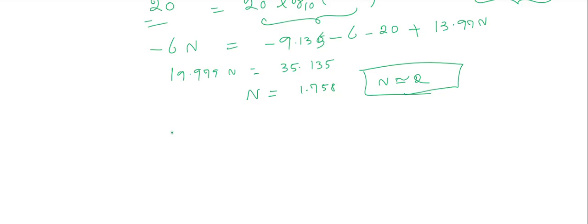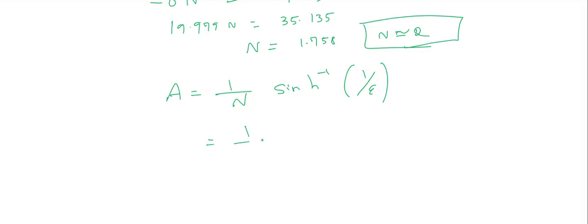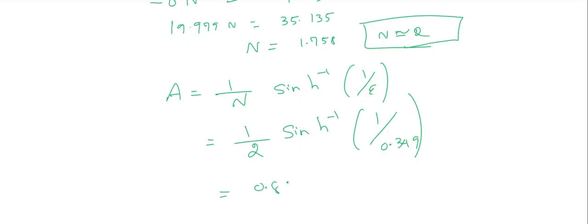First we'll find the A value. A is equal to 1 by n sinh inverse of 1 by epsilon. Correct? The design parameter. Substitute n equal to 2 and sinh inverse of 1 by epsilon, 0.349. So now the A value is equal to 0.887. This is also to be cross checked.